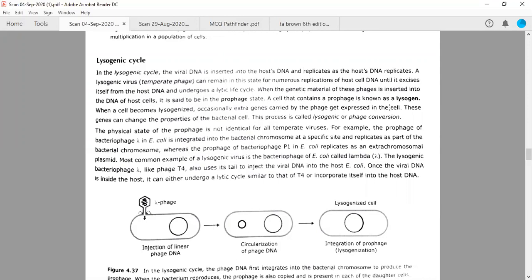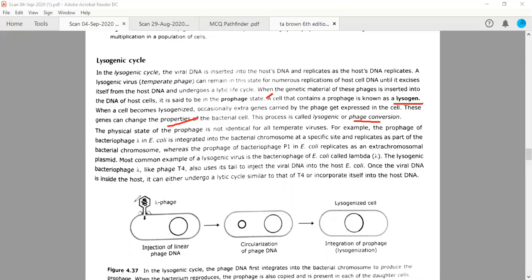Now there is another term. If a bacterial cell has this prophage, the cell that contains the prophage is termed a lysogen. When a cell becomes lysogenized, occasionally extra genes carried by the phage get expressed in the cell. These genes can change the properties or the phenotype of that particular bacterial cell, and the process is lysogenic. This is called the phage conversion process.